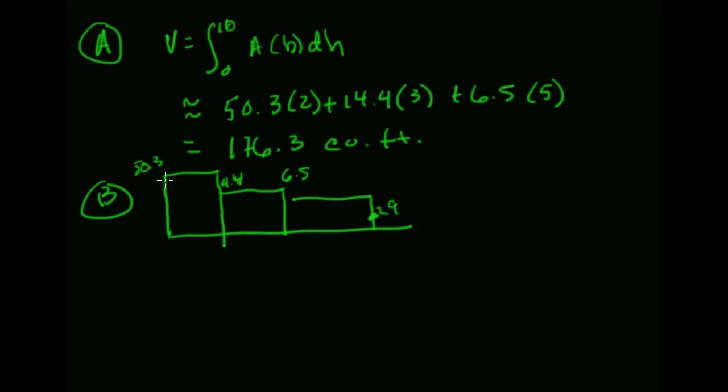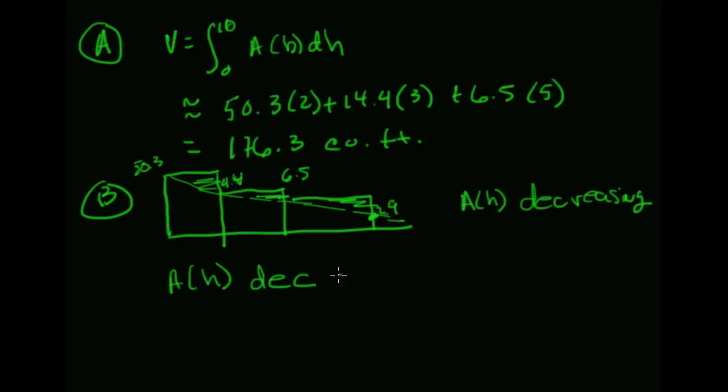And basically, if you look at the stem of the problem, they tell us that A of H is decreasing. So if it's decreasing, whatever is going on here with the function, this is extraneous. So A of H decreasing is going to imply an overestimation. All right, so let's move on to parts C and D.